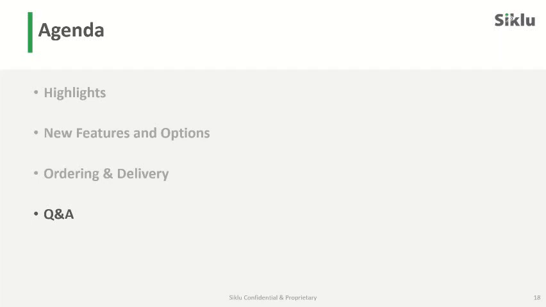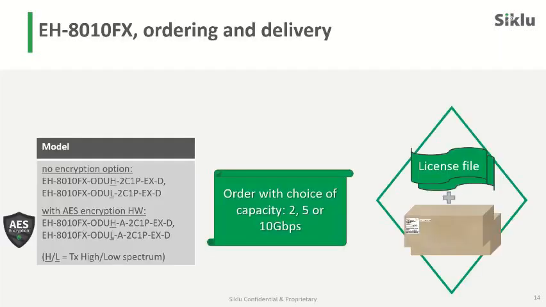Let me see if I can bring the specific slide showing the different part numbers. Okay, so here you have it now. You have basically a pair of radios for the transmit high, transmit low without encryption on the top, and a pair of radios for the transmit high, transmit low, and AES. You see the -A in the part number. So those are the radios which are enabled with AES hardware and software already.